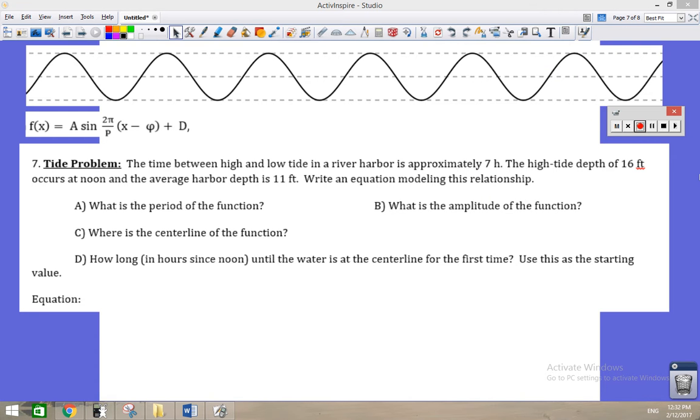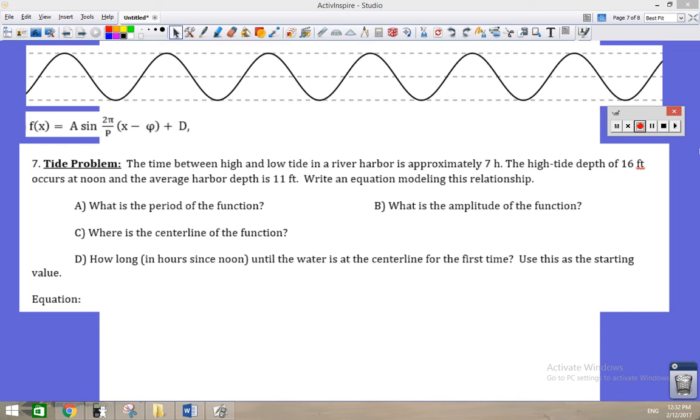Let's take a look at this tide problem. The time between high and low tide in a river harbor is approximately 7 hours. The high tide depth of 16 feet occurs at noon, and the average harbor depth is 11 feet. Write an equation that models this relationship.